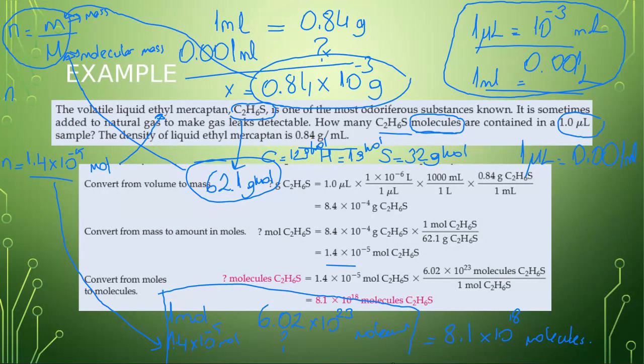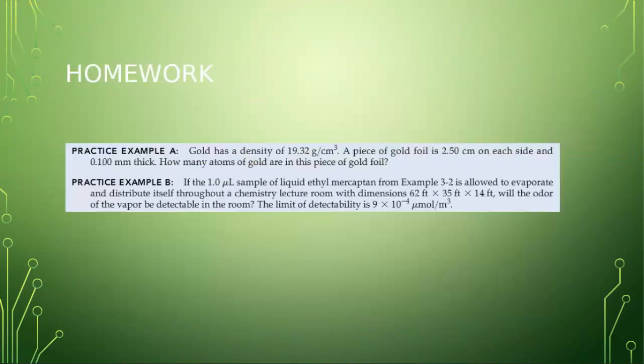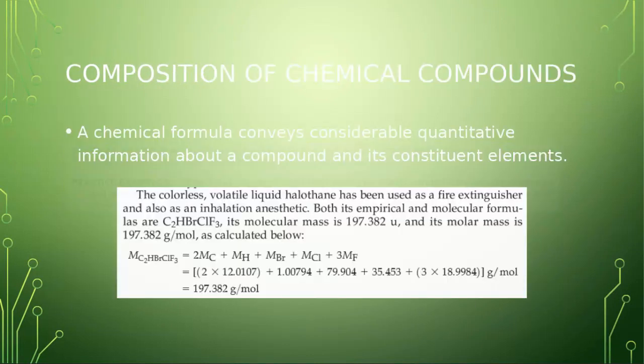Okay, I will pass, the time is going. This is your homework. Gold has a density. The density is important, and you will do this homework with your maths. Very important. This is the gold foil, with its size in centimeters on each side and its thickness in meters. This is about your maths, not the chemicals.